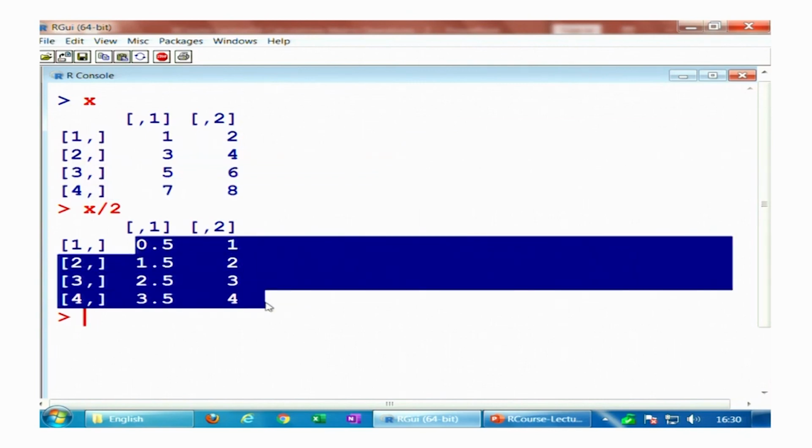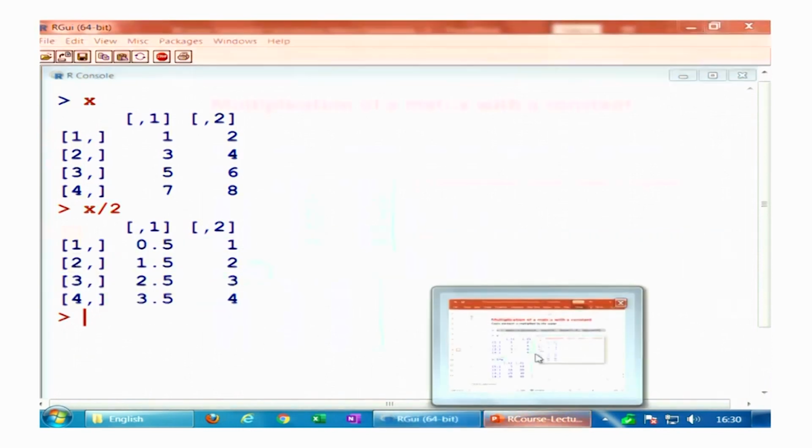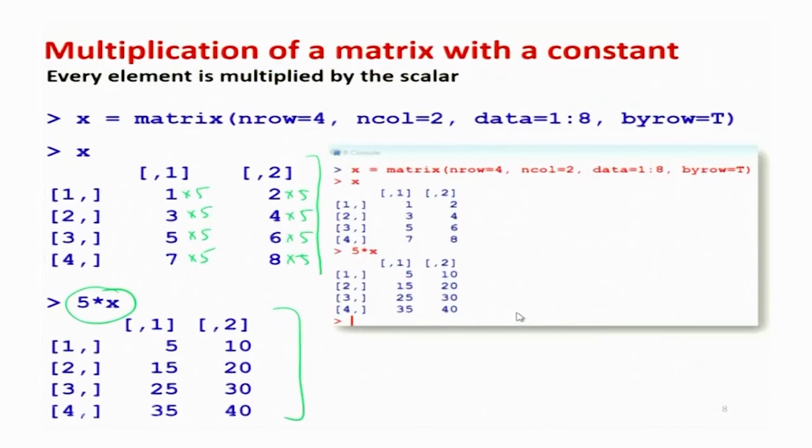You can see that these operations are pretty simple and straightforward, and not difficult to understand, but you have to understand what R is trying to do when you work with a matrix and a scalar.